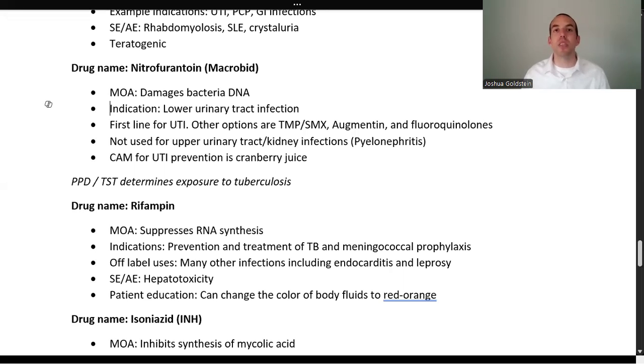And again, anytime you see teratogenic, I've mentioned this in other lectures, make sure you alert the patient or make sure you confirm the patient's not pregnant by whatever means is considered acceptable, usually a pregnancy test.